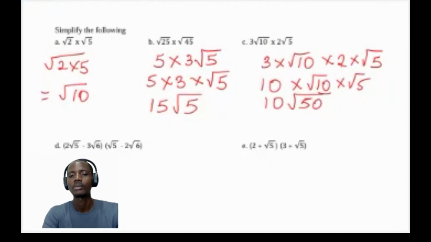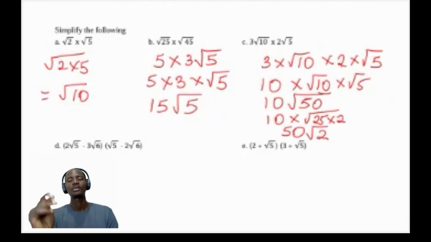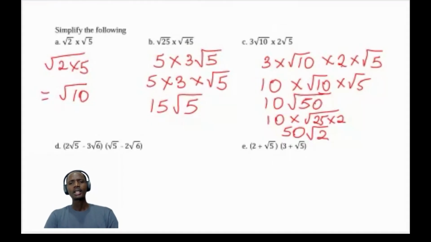That is 25 times 2. So I can have it as 6 times root 25 times 2. Now, root 25 is 5. 5 times 6, which is 30. So I have 30 root 2. This is quite interesting. So 3 root 10 times 2 root 5 gives us 30 root 2. I hope that was easy enough to do.